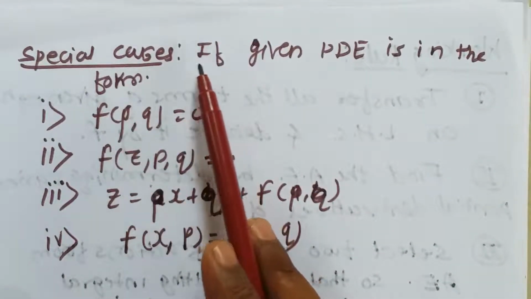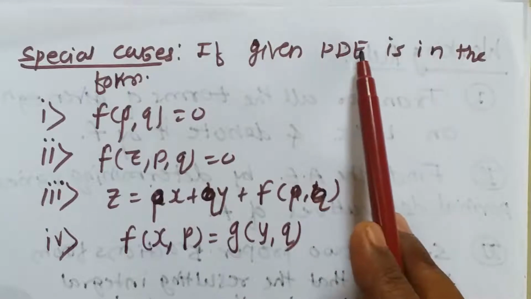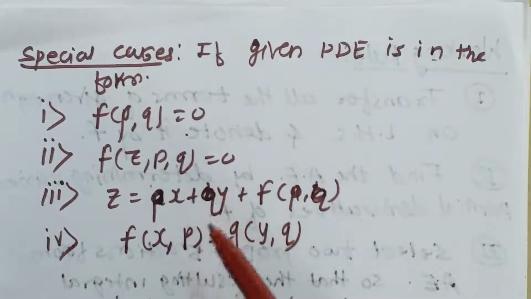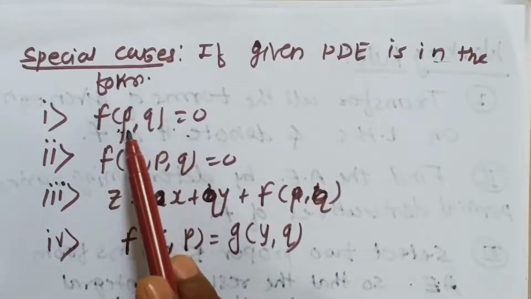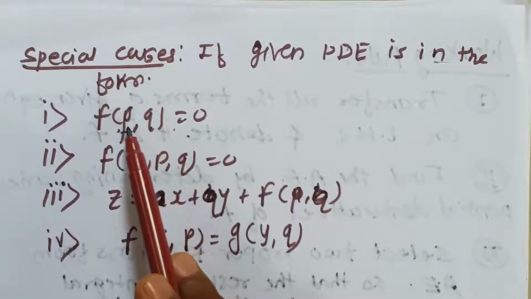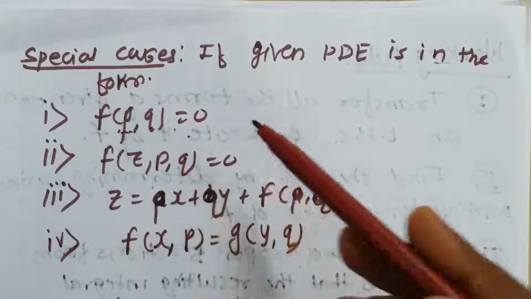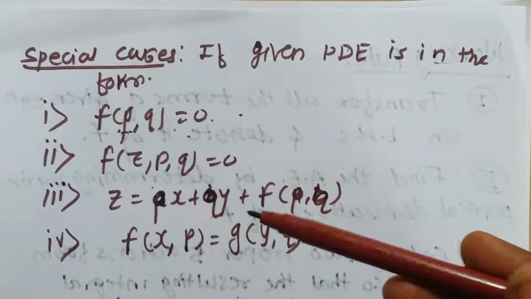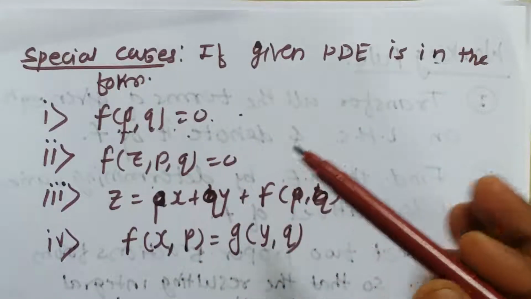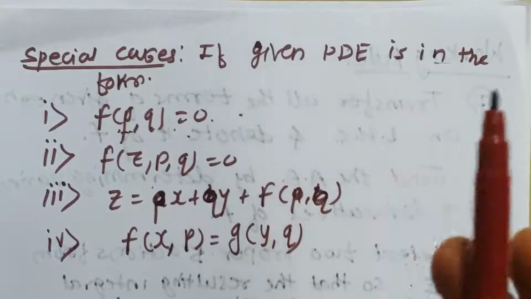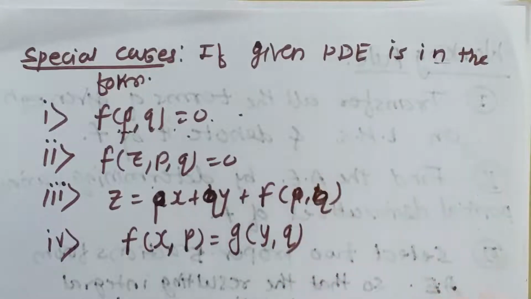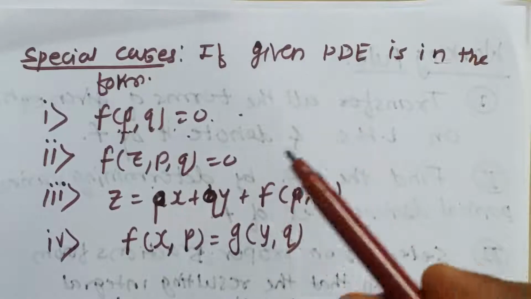Special cases: if the given non-linear partial differential equation is in the form f of p comma q equal to 0, meaning your differential equation contains only p and q, in that case we can solve it in another way. We still apply the Charpit method, but the shortcuts have been determined using the Charpit method.